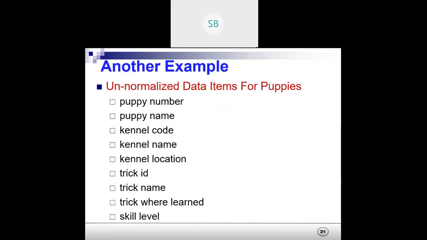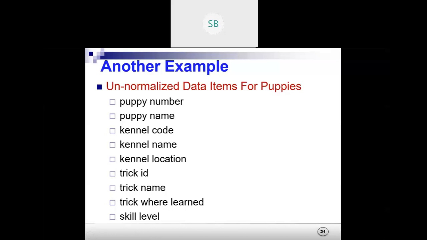So we have another example here. Unnormalized data items for puppies. So we have a puppies table. This is an unnormalized table. We have a single table, puppies, with the attributes puppy number, puppy name, kennel code, kennel name, kennel location, trick ID, trick name, trick where learned, and skill level. Now this is an unnormalized table, right? A lot of things are stored in the single table.